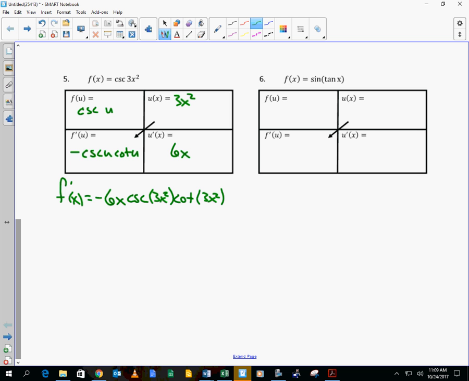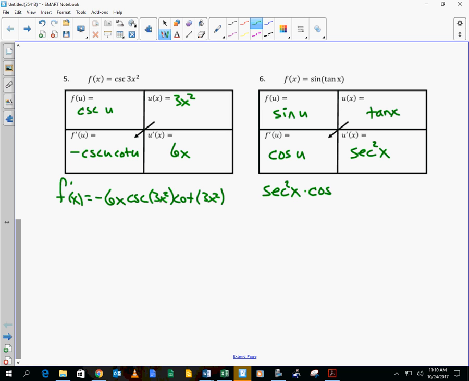What's the inside? What's the outside? What's the derivative of sine of u? Not cos, not cos. Derivative of tangent? Yes. Secant squared of x. So I multiply them. Secant squared of x times cosine.